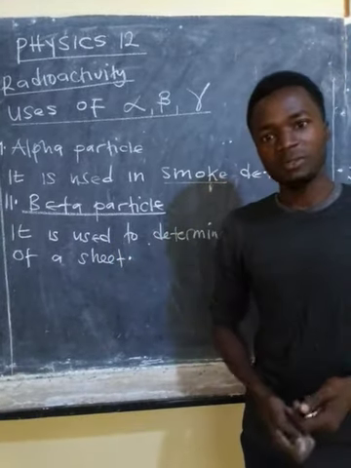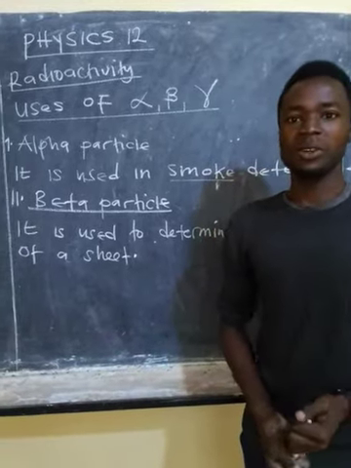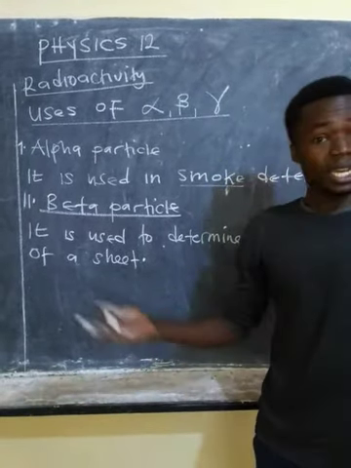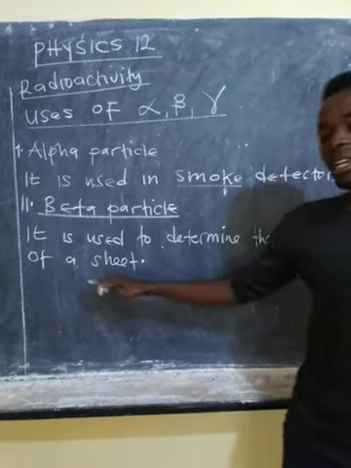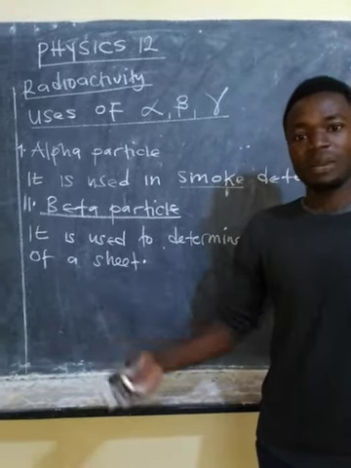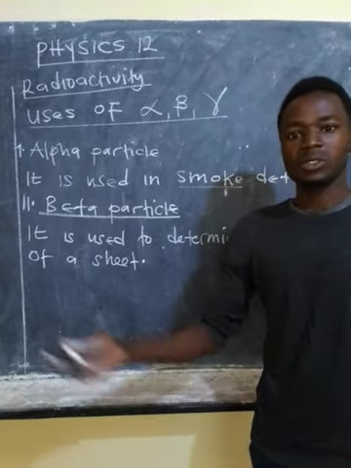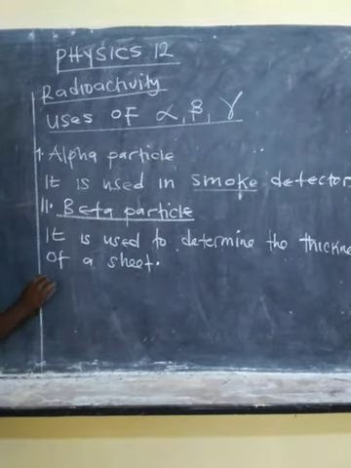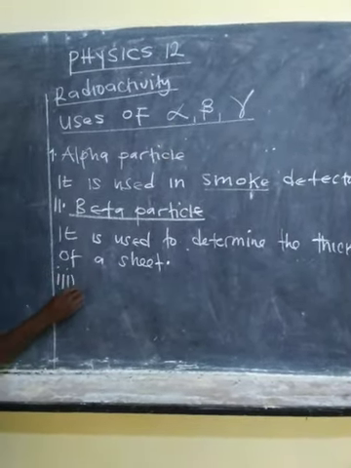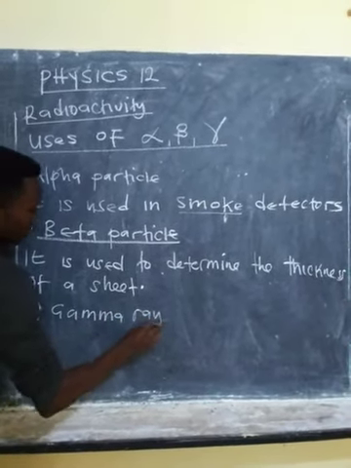So these are radioactive substances. They are very useful. Again, you understand that they are also dangerous, but mostly they are useful. So beta particle, it is used to determine the thickness of a sheet. I've given an example in the production of paper, in the production of iron sheets, also plastic. Then the last one, which is gamma. So the gamma ray.